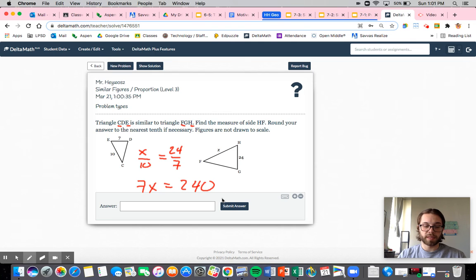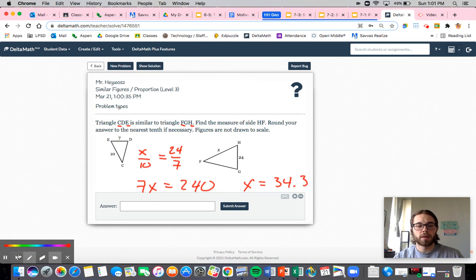If I divide that by 7, I get x is equal to 34.3. You round it. And that kind of makes sense, right? 7 went to 24, so 10 should go to about 34.3. Because what's 24 over 7? It's a little more than 3. And 10 times a little more than 3 is a bit more than 30. So that makes sense.